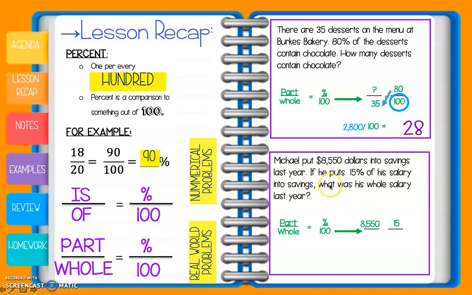It also says, what was his whole salary? Well, we don't know what his whole salary was. So that's where we're going to put our question mark. Okay. So the whole is the question here. And now we have a proportion that we know how to solve. We can cross multiply 8,550 times 100, and we get 855,000. We're going to divide out our remaining 15. When we divide out our remaining 15, this should say 15, not 100. That's my bad, guys. When we divide out our 15, we get that his whole salary was $57,000.